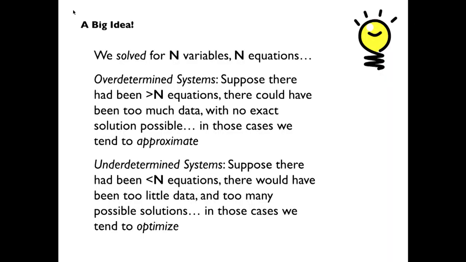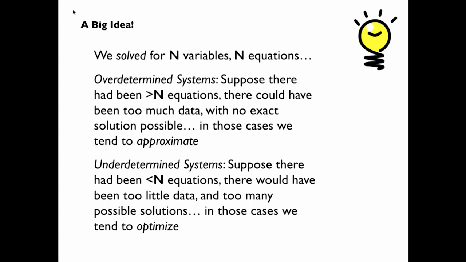Okay, so here's a big idea. We had solved for n variables and n equations. Now, what happens if those don't match up? What if you have more variables than you have equations? Or what if you have fewer variables than you have equations? So we have two notions here we want to introduce. One is something called overdetermined systems. Suppose that you have more than n equations, then there could have been too much data, and there's no exact solution possible. In those cases, what we usually do is something called approximation. We approximate an answer.